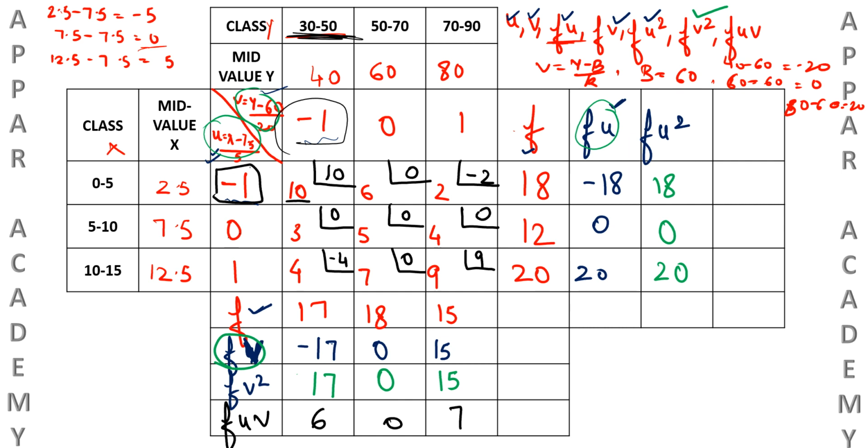Now again we will find FUV over here. Over here we are saying irrespective of what the V is, what will be FUV for a particular class interval 0 to 5 or for a particular U minus 1. So this becomes 10 plus 0 minus 2. We are just summing it up. 10 plus 0 minus 2 becomes 8. 0 plus 0 plus 0 becomes 0. And minus 4 plus 9 becomes 5. Right? So we have computed FUV also.